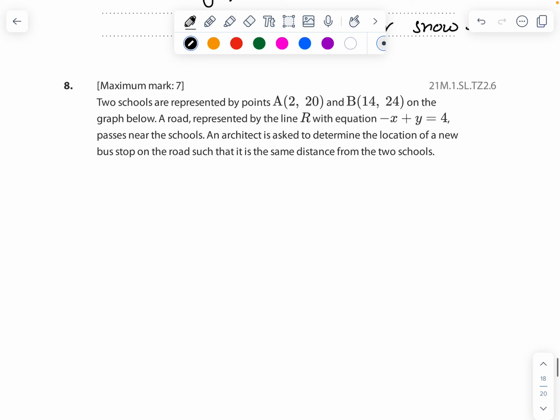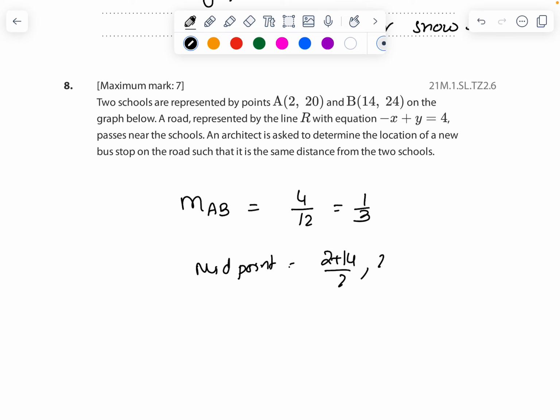Lastly, question number 8. Two schools are represented by A and B on the graph. A road represented by the line R passes nearby the schools. An architect is asked to determine the location of a new bus stop on the road such that it is the same distance from the two schools. So first of all I'll find the gradient of AB, which is 4 upon 12, which is 1 upon 3. Then I find the midpoint of AB, which is (2 plus 14) by 2, comma (20 plus 24) by 2, which is going to be (8, 22).